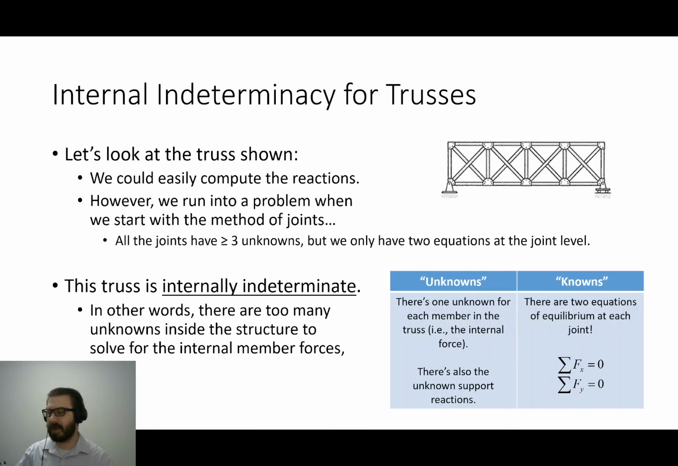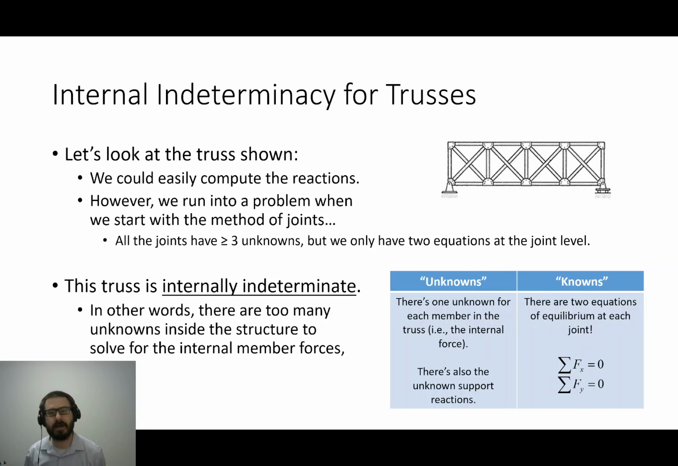Okay, why is that? Well, again, internal indeterminacy is just a comparison of unknowns and knowns. If we are looking at the truss as a whole, now considering what's going on inside the truss, what do we have that's unknown when we solve it? Well, we have the unknown support reactions, but we also have the unknown forces in each member. I propose there's one unknown for every member because our assumptions only allow axial force in each member. So each member has an unknown axial force and there's an unknown support reaction. So our unknowns would be M plus R, the number of members plus the number of reactions. That's the number of unknowns in the system.